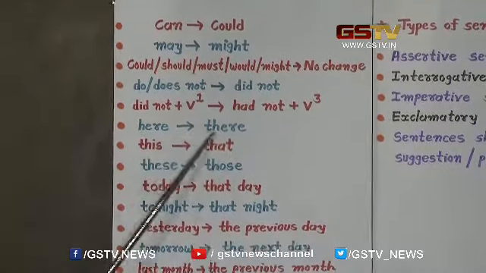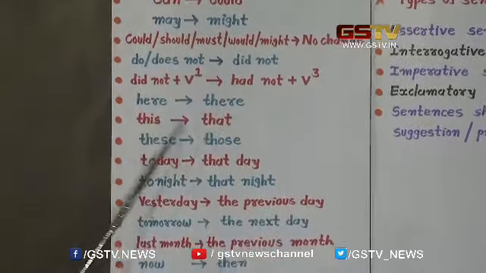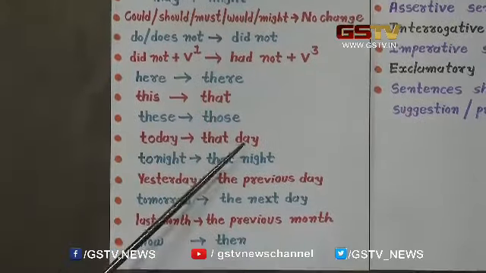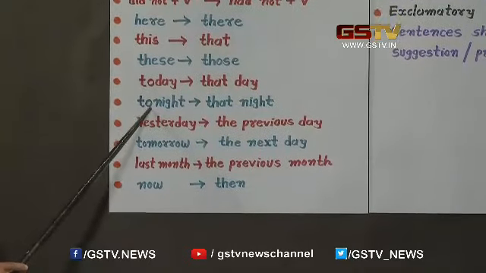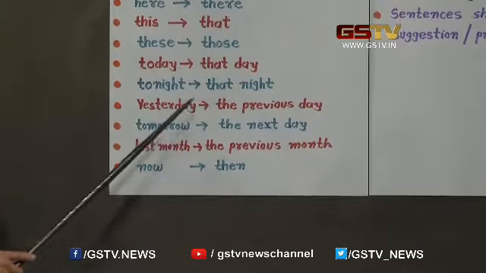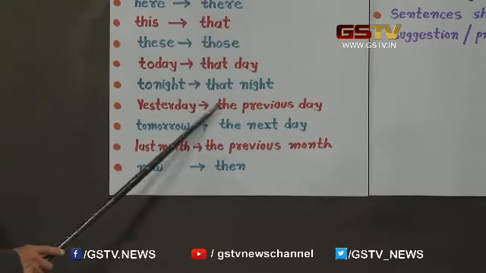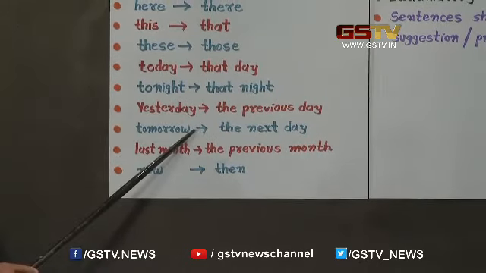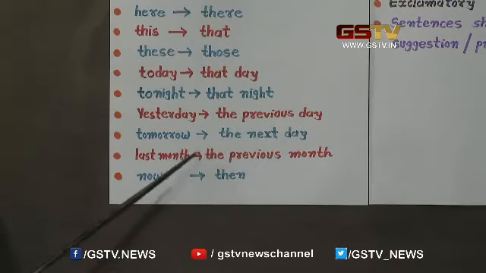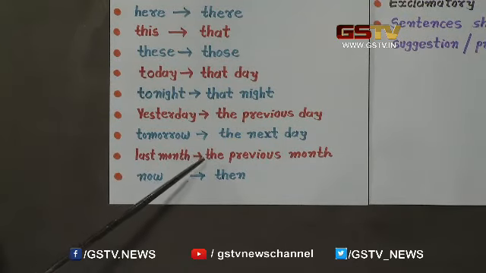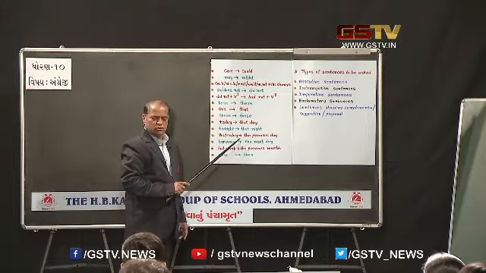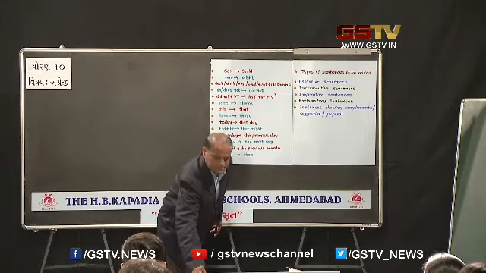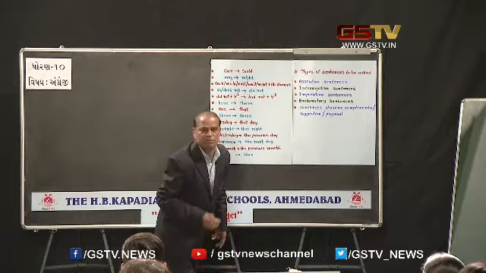Here is converted into there, this into that, these into those, today into that day, tonight into that night, yesterday into the previous day, tomorrow into the next day, and last month will be changed into the previous month. Now into then. So, let us discuss this point with some examples.